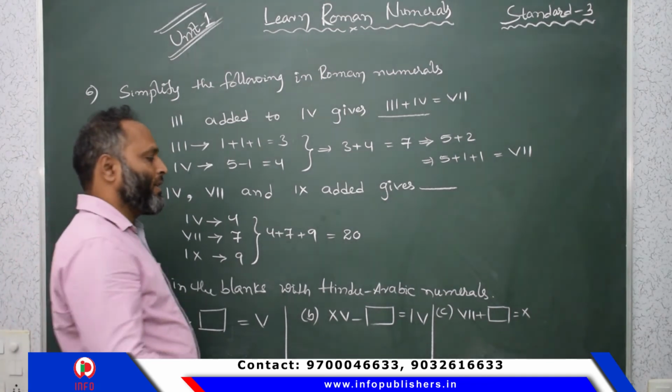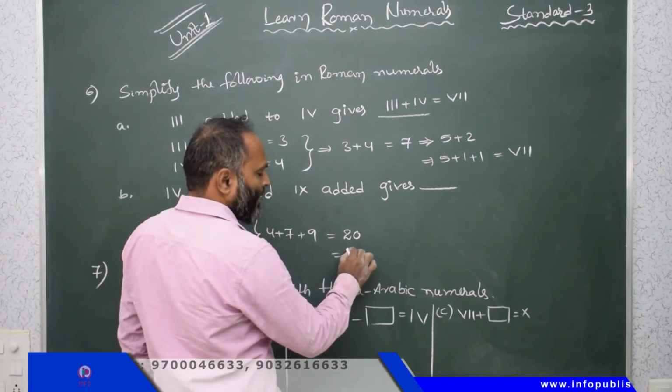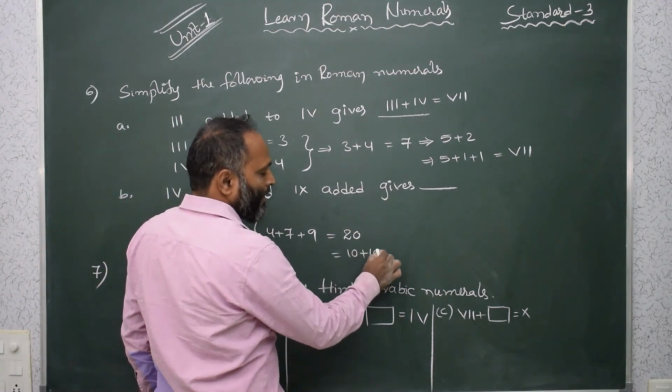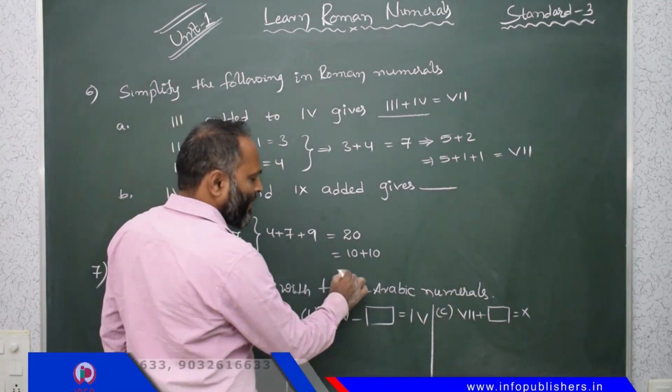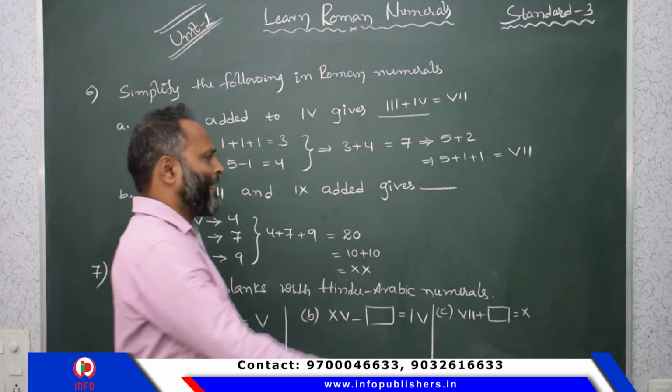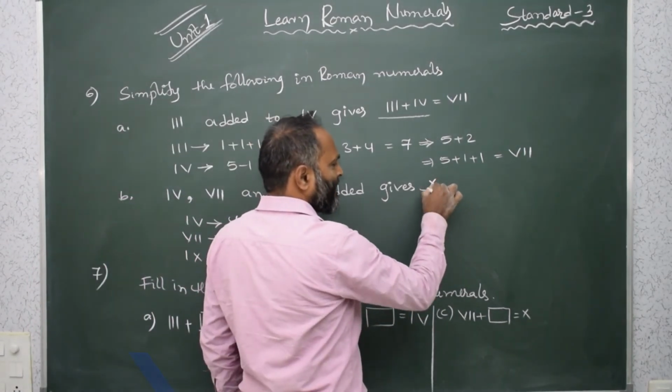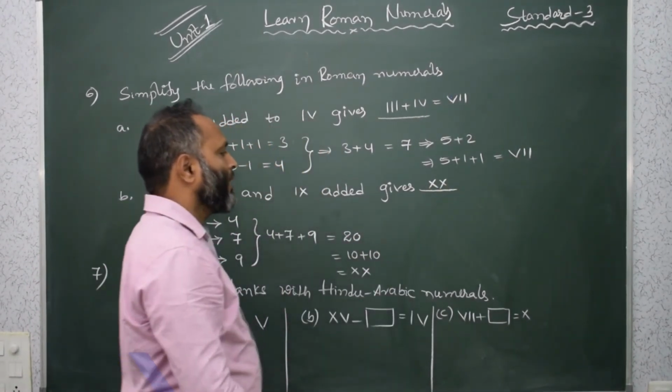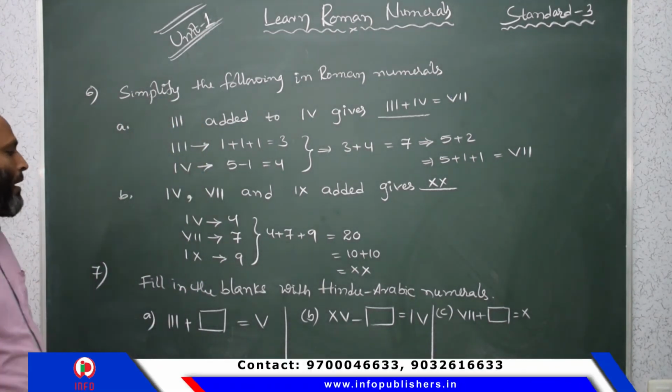How to write this 20 in Roman numerals? That is 10 plus 10. Here 10 repeats, that is X and X. So it gives XX.